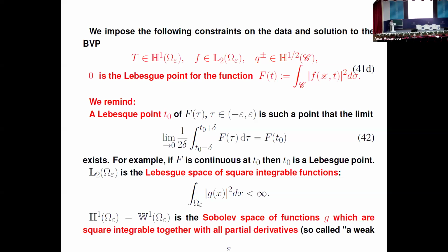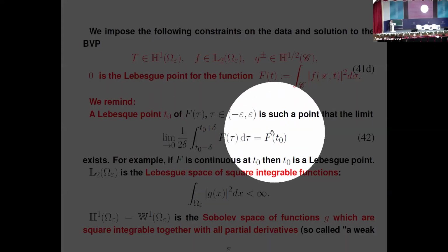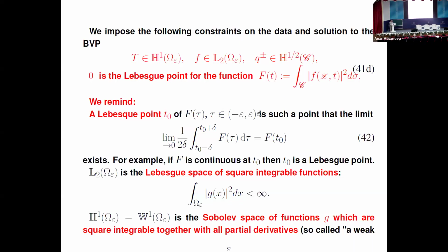Okay, we also need the so-called Lebesgue point. For a function, a Lebesgue point is the following. If the integral of the function from t0 minus epsilon to t0 plus epsilon, divided by 2 epsilon, has a limit when epsilon goes to 0, then we say that this point is a Lebesgue point for this function. We will need this constraint later for the right-hand side function f. For example, it's very easy, of course, when f is continuous, then this limit exists, but it exists also in other cases.